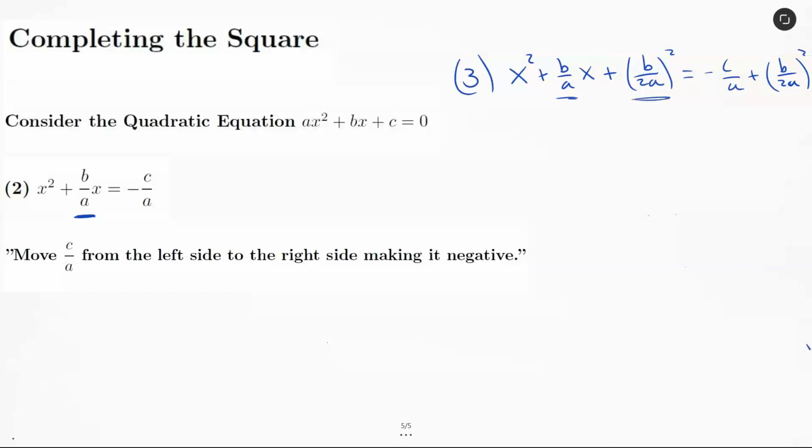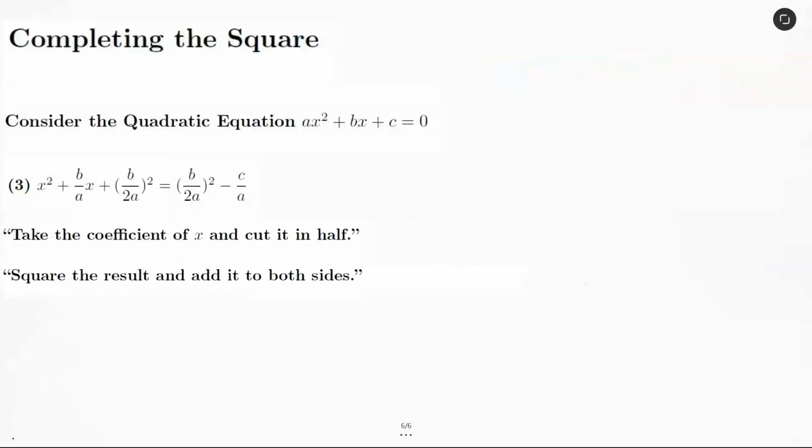That's what we did. We took the coefficient of x, cut it in half, squared the result, and added it to both sides. Written nice and neat. Here's what we have. Now we're going quite slow here, but we will speed up every time we repeat this procedure.